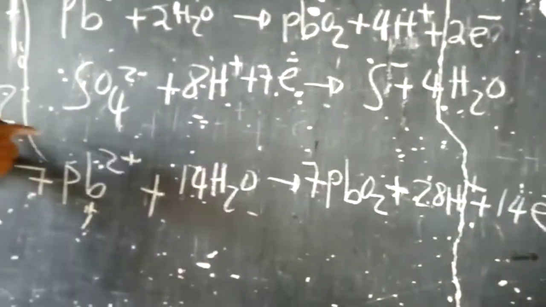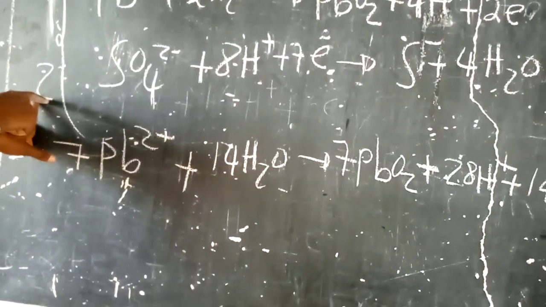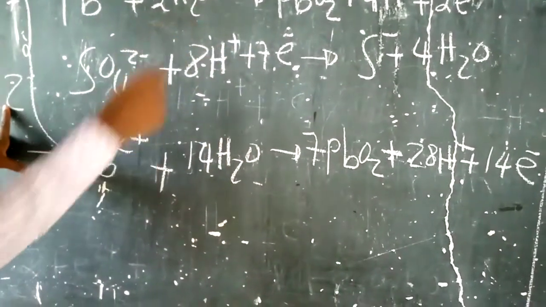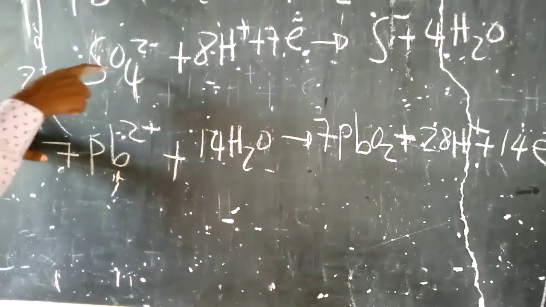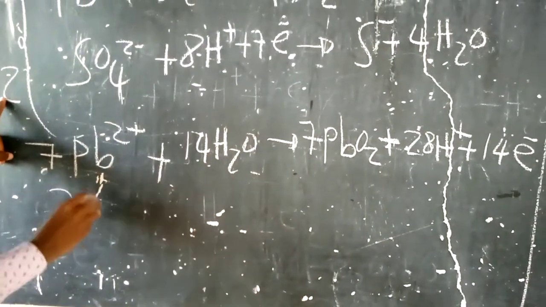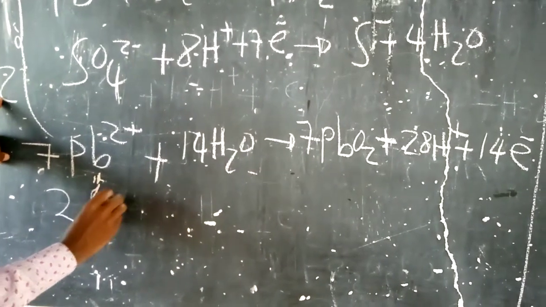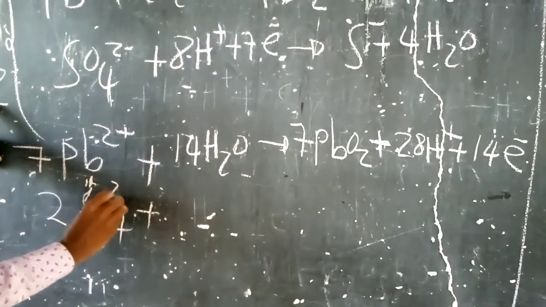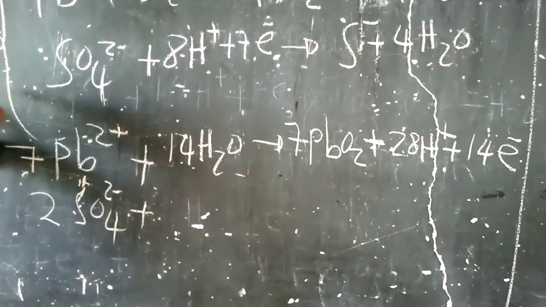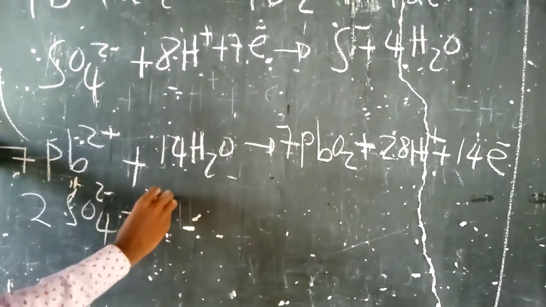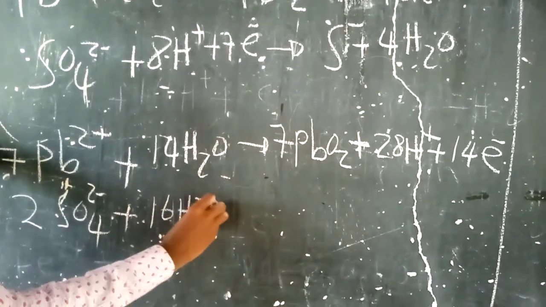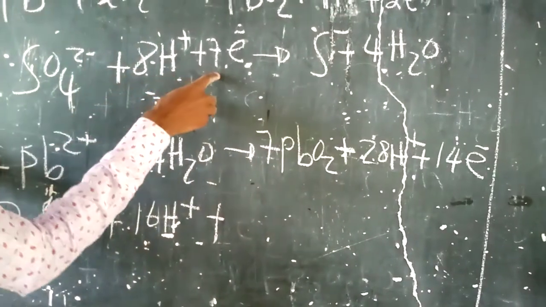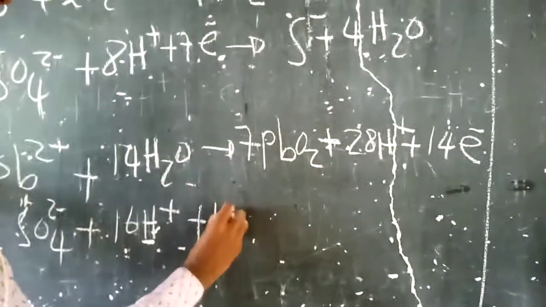Now we go to this second equation. We have to multiply by 2 so that the electrons will look similar, so that the electrons will cancel each other. So 2 times sulfate, you get 2 sulfate, with 2 negative here, plus 2 times 8, you get 16 hydrogen protons, plus 2 times 7, you get 14 electrons.